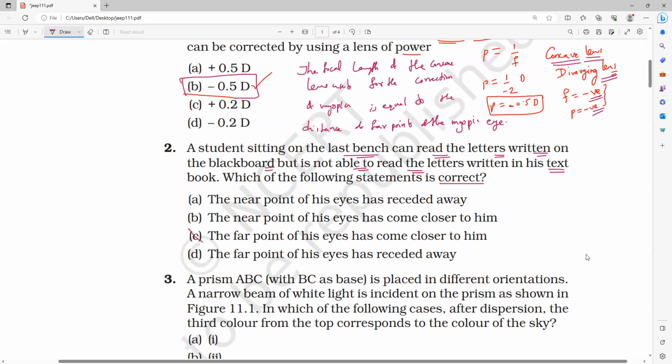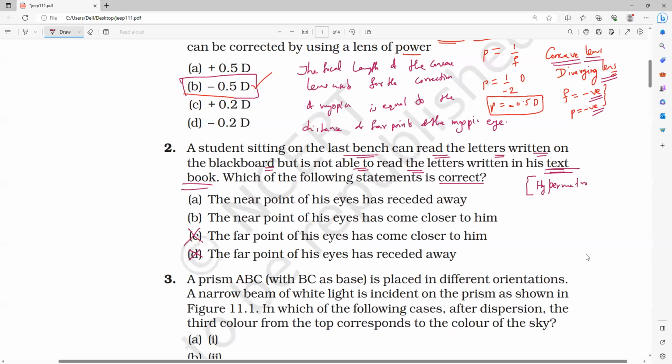Anyhow, it does not belong to the far point. He can see the blackboard from the last bench, but he cannot see the letters in his textbook. That is the question. So definitely it is what defect? Far vision. That is what we can say. What is that called?